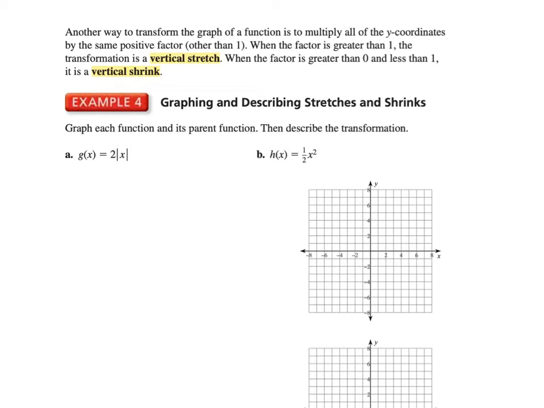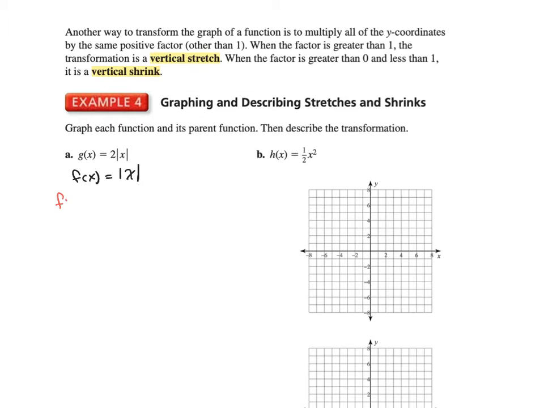Graph each function and its parent function, then describe the transformation. So let's look at A. The parent function here is f of x equals the absolute value of x. We know what that graph looks like, but if you forgot, you can always do a t-chart.